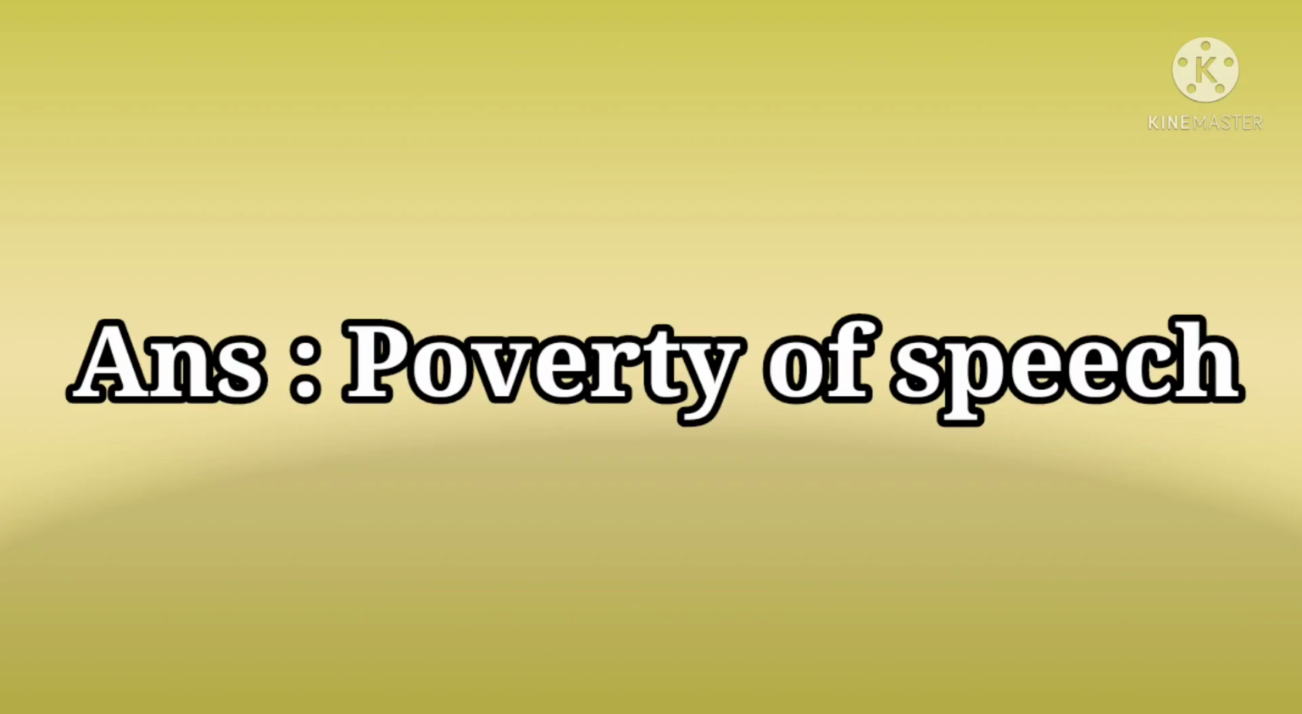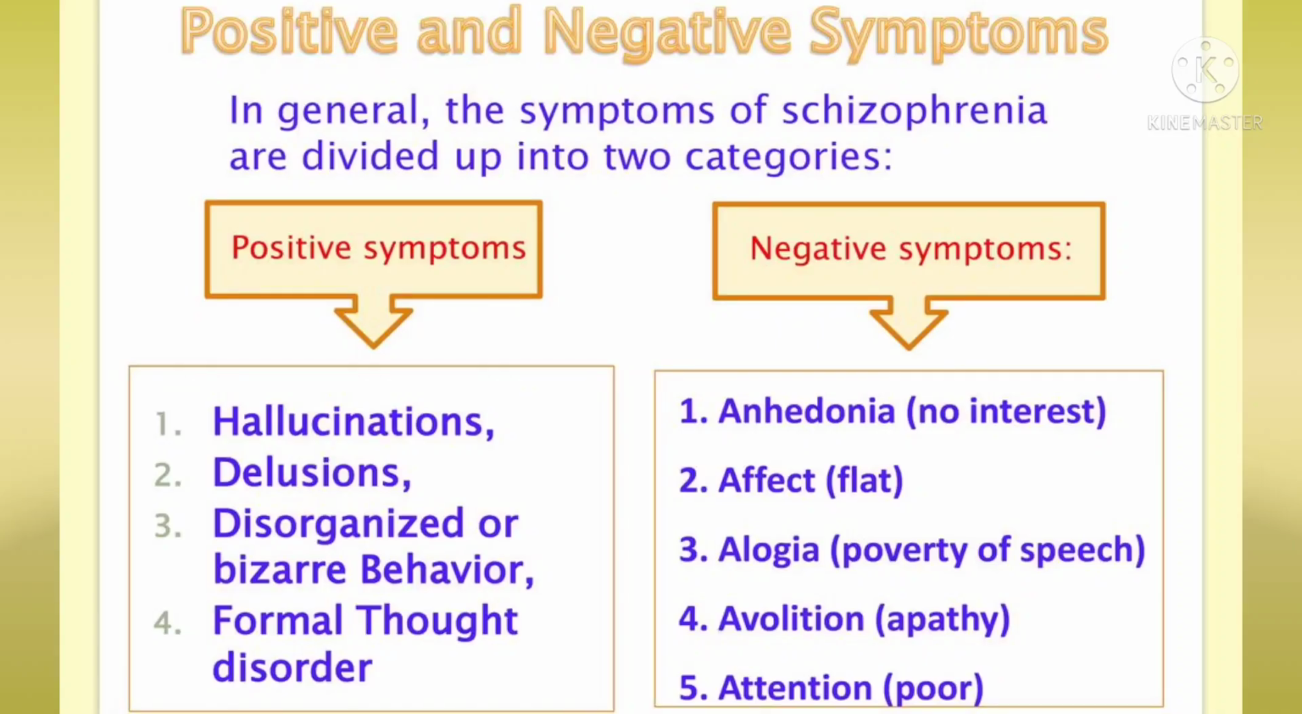അപ്പോൾ നെഗറ്റീവ് ആൻഡ് പോസിറ്റീവ് സിംറ്റംസ് ഓഫ് സ്കീസോഫ്രീനിയ നോക്കാം. ഫസ്റ്റ് വൺ ഈസ് പോസിറ്റീവ് സിംറ്റംസ് ദാറ്റ് ആർ ഹാലൂസിനേഷൻസ്, ഡെലൂഷൻസ്, ഡിസോർഗനൈസ്ഡ് ഓർ ഡിസൈർഡ് ബിഹേവിയർ, ഫോമൽ തോട്ട് ഡിസോർഡർ. നെഗറ്റീവ് സിംറ്റംസ് എന്ന് പറഞ്ഞാൽ എയിൽ തുടങ്ങുന്ന കുറച്ച് വാക്കുകളാണ്. ഫസ്റ്റ് വൺ ഈസ് ആൻഹിഡോണിയ, ദാറ്റ് ഈസ് ഇന്നബിലിറ്റി ടു എക്സ്പീരിയൻസ് പ്ലഷർ ഇൻ പ്രീവിയസ്ലി പ്ലഷറബിൾ ആക്ടിവിറ്റീസ്.